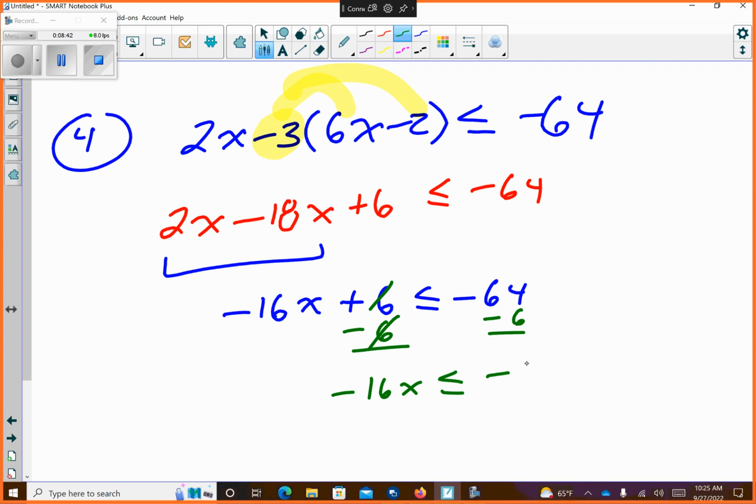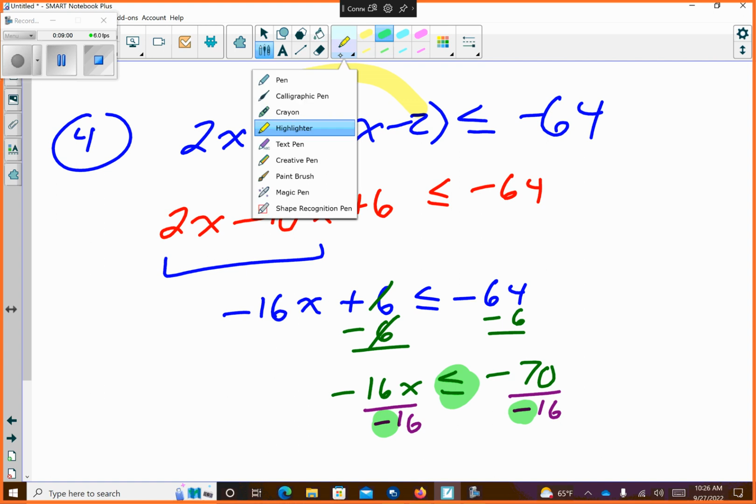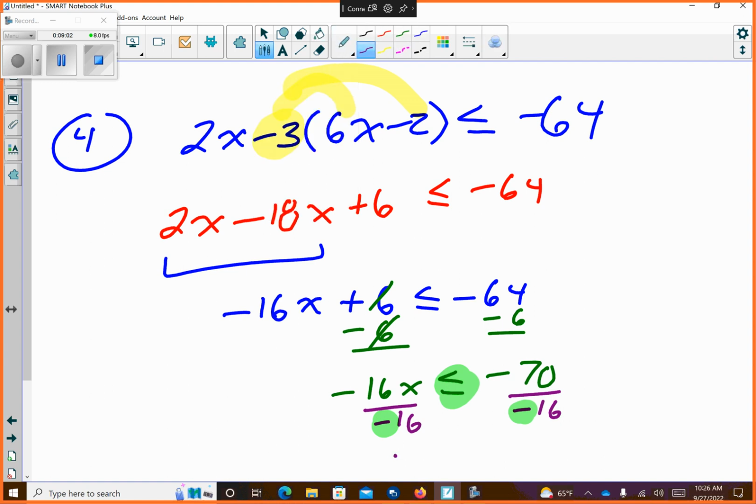I'm buying two things. 70. Yep. All right. Divide each side by -16. Now let's highlight this real quick. I'm dividing by a negative. So what happens to this sign? It flips. So I'm going to get x, sign flips.